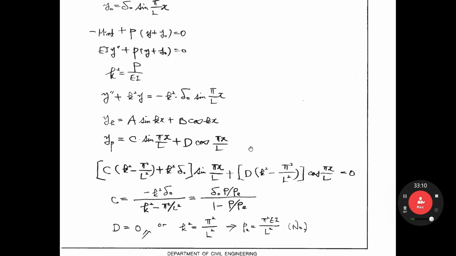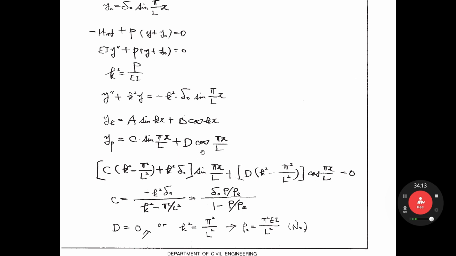That is the general and particular solution. Then you input this value here; the left hand side must be equal to the right hand side. So let's input this value. You have to take the second derivative. If you take the second derivative, then you get pi square over L square like that. And then here you input y again, and then you can get this equation: C sine pi x over L times pi square over L square minus k square, plus k square delta 0 sine, something like that.